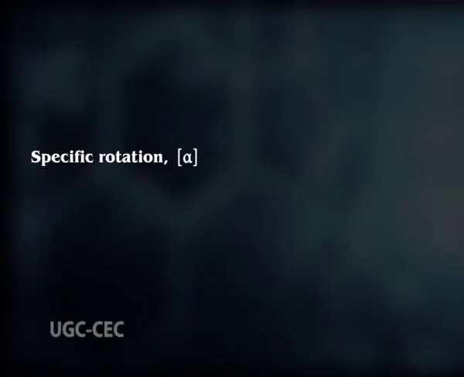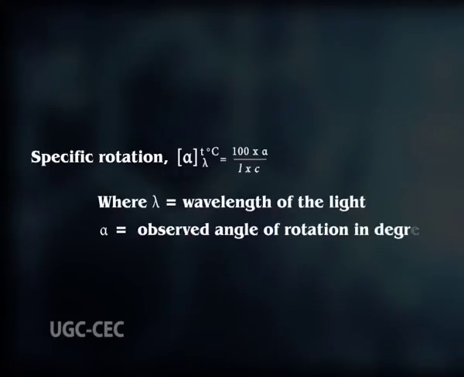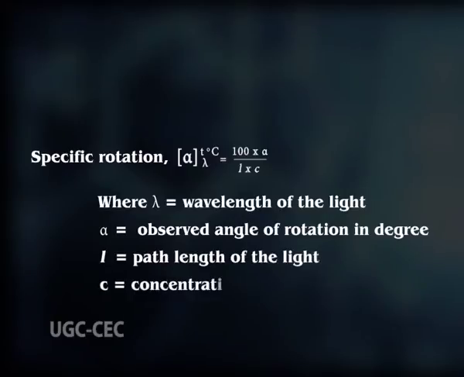The optical rotation is expressed as specific rotation. Specific rotation [alpha] at T degrees centigrade and wavelength lambda equals 100 times alpha divided by L times C, where lambda is the wavelength of the light, alpha is the observed angle of rotation in degrees, L is the path length of the light, and C is the concentration of the solution in grams per milliliter.